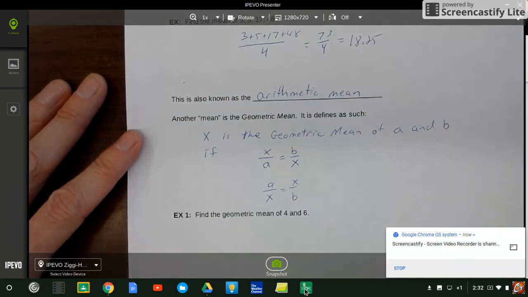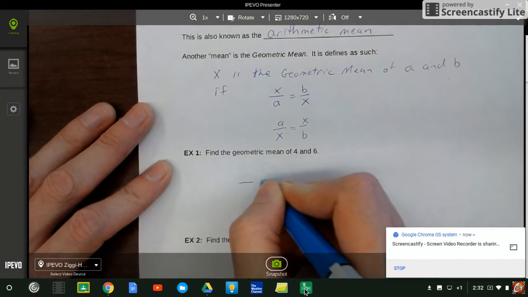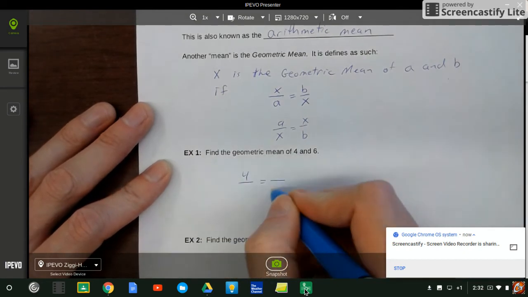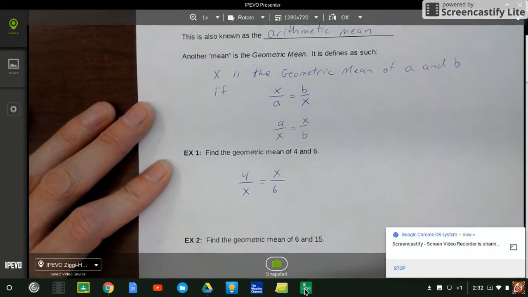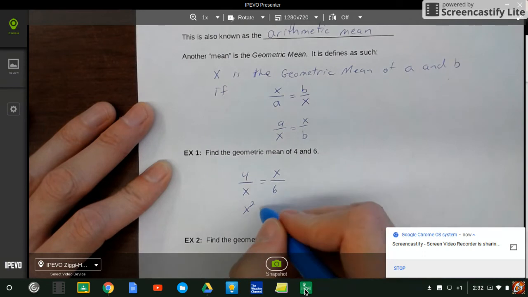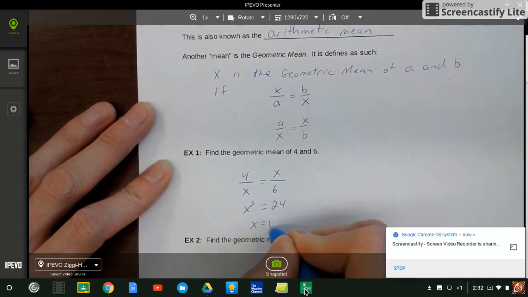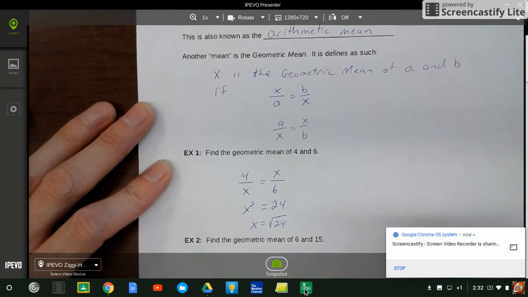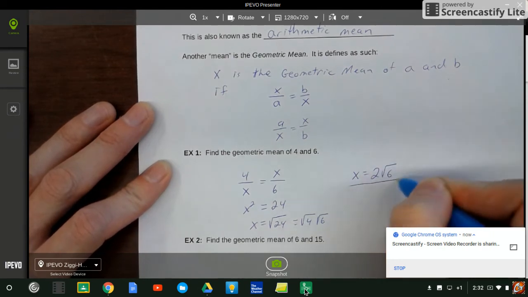Okay, so find the geometric mean of 4 and 6. So 4 and 6 go there, and my geometric mean goes here. Okay, so that's going to be x squared. Remember cross multiplying from your algebra class. 4 times 6 is 24. So x is the square root of 24. Of course, we're going to simplify that. So my geometric mean is 2 radical 6.